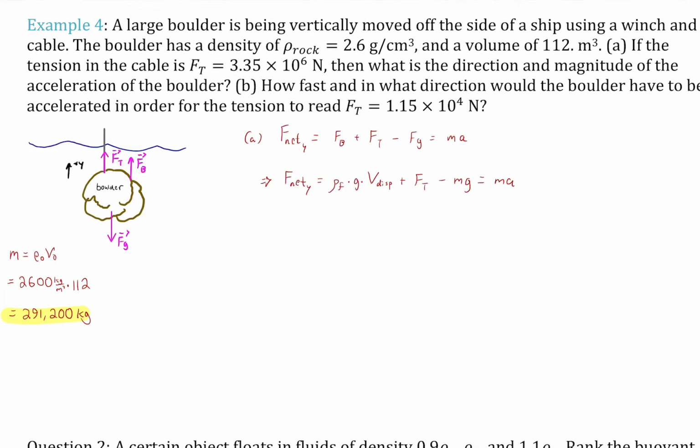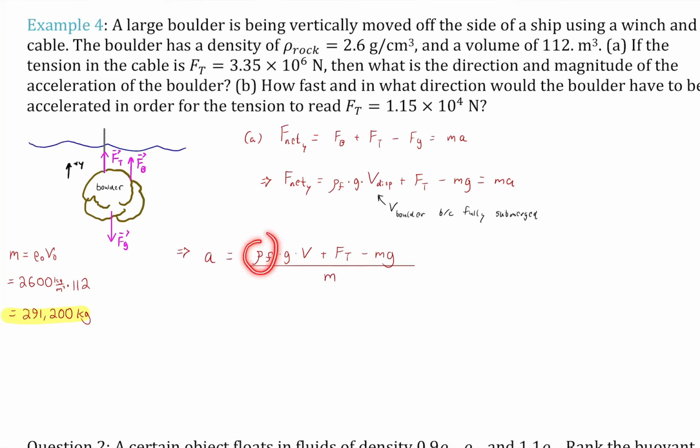All right, so in our net force, rewrite the buoyant force. Volume displaced is going to be the volume of the object; we'll make that substitution in a second. Tension force is just a number, so we'll just leave that. And then minus mg equals ma. Here I point out that the volume displaced is going to be equal to the volume of the boulder. Then we're just going to solve for acceleration.